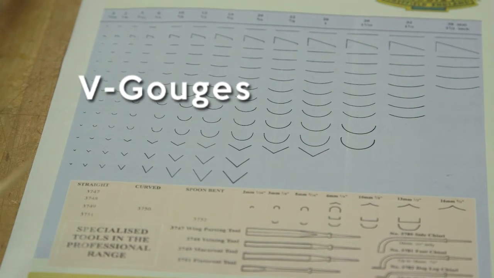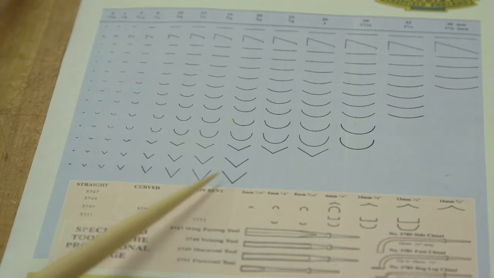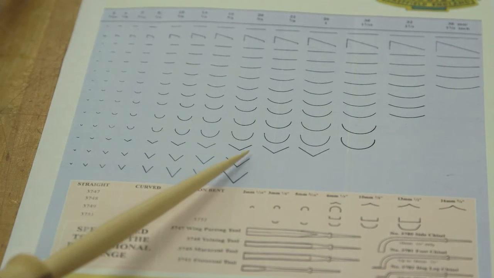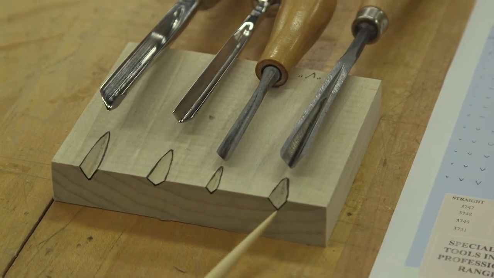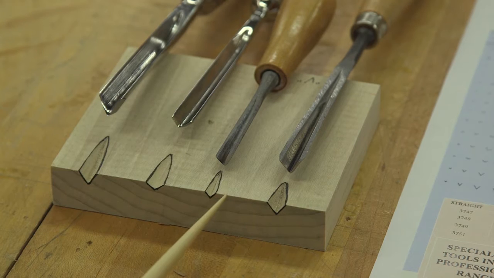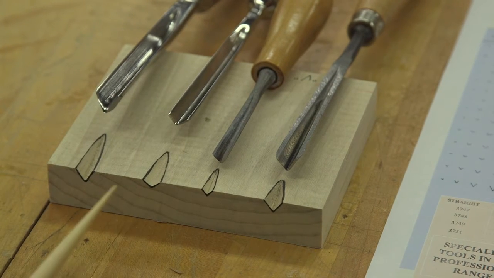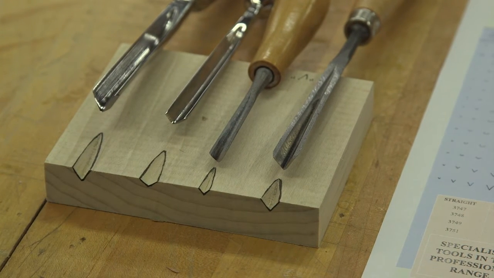V-gouges or parting tools come in a variety of sizes and degrees of slope in the V. Like the name suggests, the V-gouge removes a V-shaped channel from the material. They are most often used for putting in sharp details.